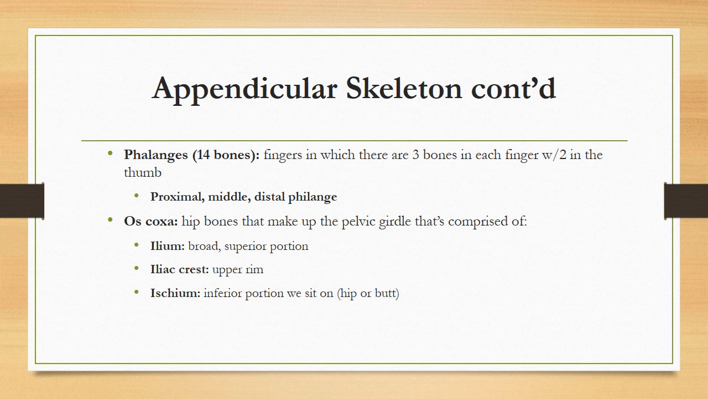And they are your hip bones that make up the pelvic girdle, and it's comprised of the ilium, which is the broad superior portion, the iliac crest, which is the upper rim, and your ischium, which is the inferior portion. That's what we sit on, our butt. Sit on your ischium. So it's another word. We often say at work, BIC, which means butt in chairs. So if you want to do it, you can put ischium in chairs.